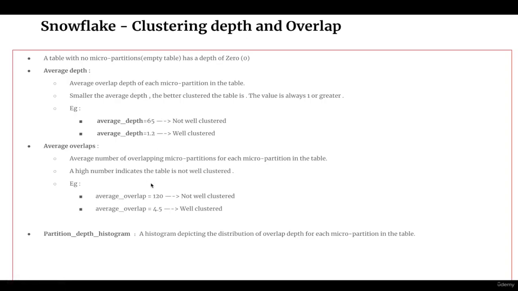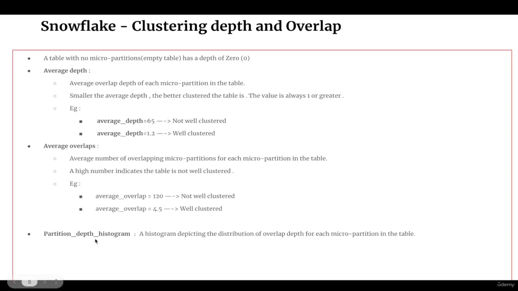Now, again, these numbers, high number, low number, are absolutely relative to the size of the table. An average depth of 10 could mean high for a table which has small amounts of data, a few GBs. But the same 10 could be a decent number for a table with terabytes of data. So just keep that in mind.